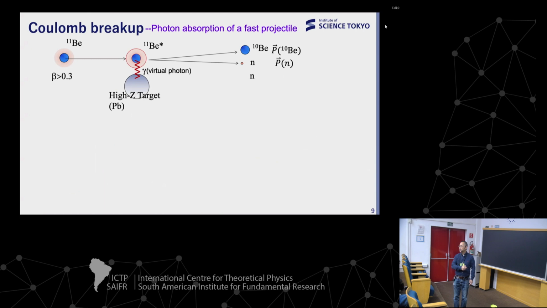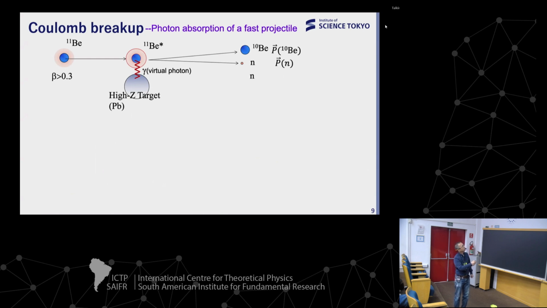And for that, we use this Coulomb breakup. So this is the photon absorption process, as I said. So when beryllium-11 passes by a large Z target, a high Z target like that, then the Coulomb field is, okay, so if it is at rest, you have the Coulomb field like this way, like this way, like this way.